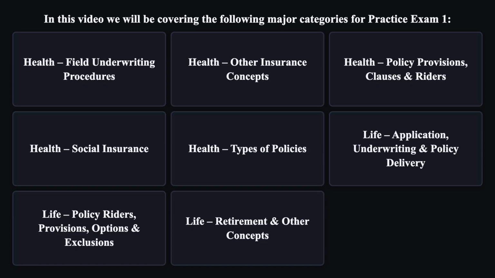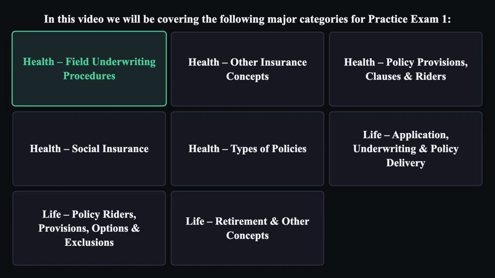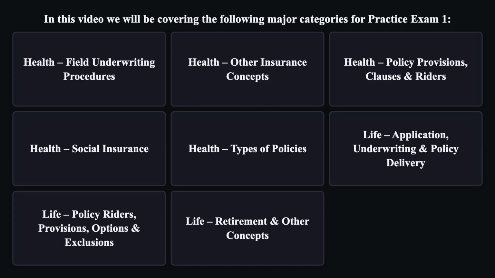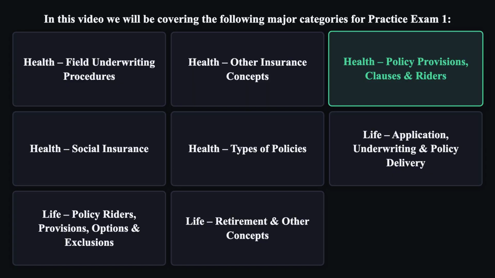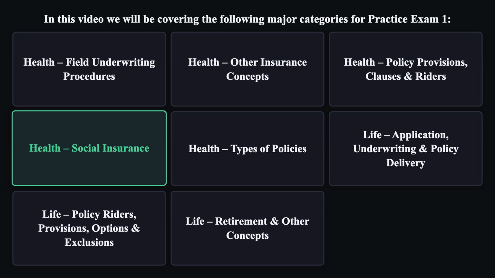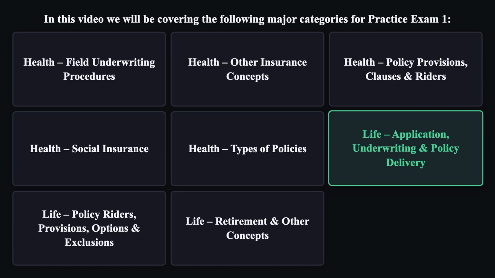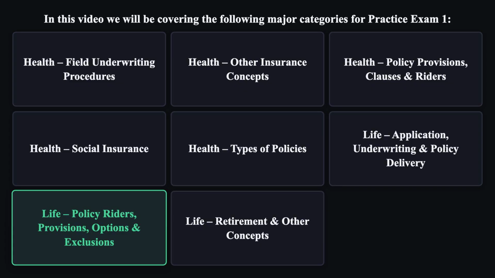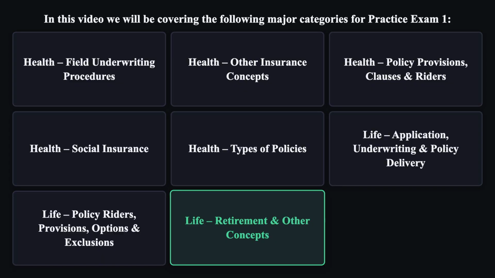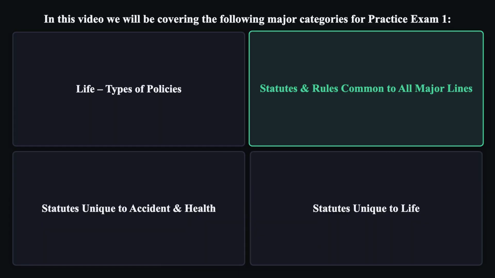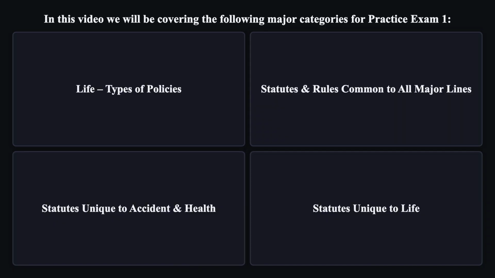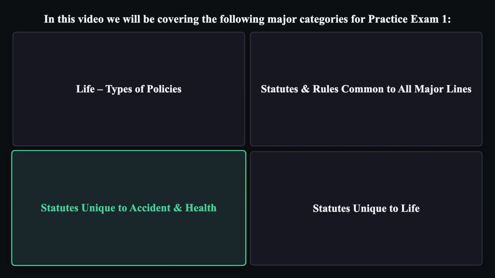In this video, we will be covering the following major categories for Practice Exam 1. Health, field underwriting procedures. Health, other insurance concepts. Health, policy provisions, clauses, and riders. Health, social insurance. Health, types of policies. Life, application, underwriting, and policy delivery. Life, policy riders, provisions, options, and exclusions. Life, retirement, and other concepts. Life, types of policies. Statutes and rules common to all major lines. Statutes unique to accident and health. Statutes unique to life.